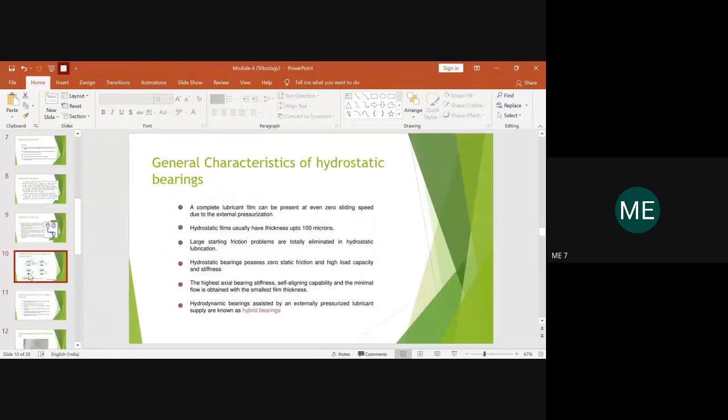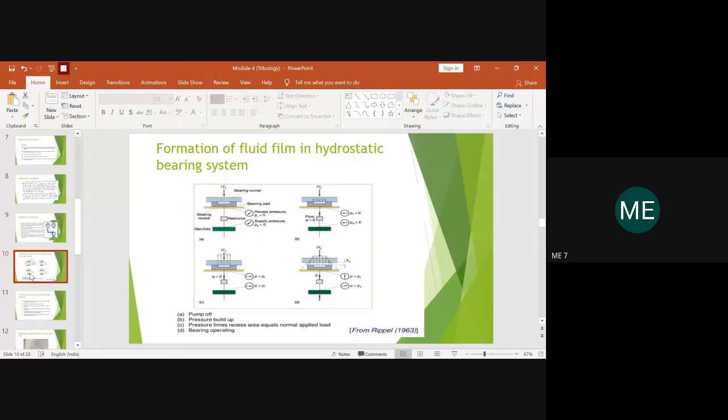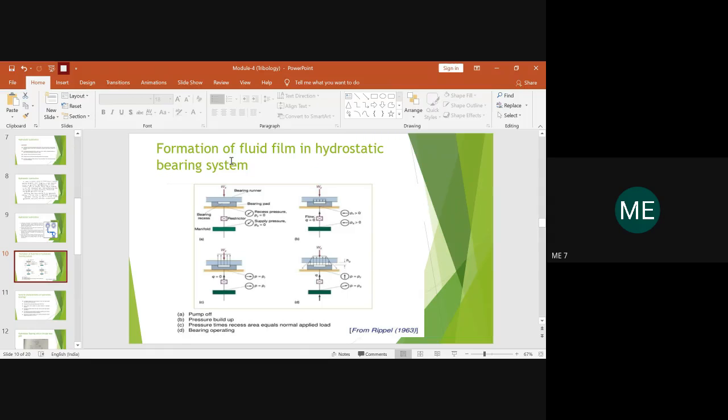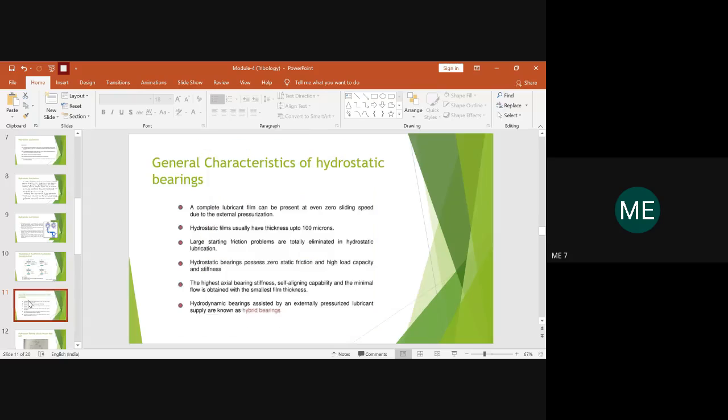So once the concept of formation of fluid film is known, also be attentive and keep the terminologies in your mind, because while solving the problem, there will be conditions like PR equal to 0, PS equal to 0, sometimes PS equal to PR. So you should know what these are. If you listen now, at that time you won't face the problem. So once the formation of fluid film is understood, you should know some general characteristics of hydrostatic bearings.